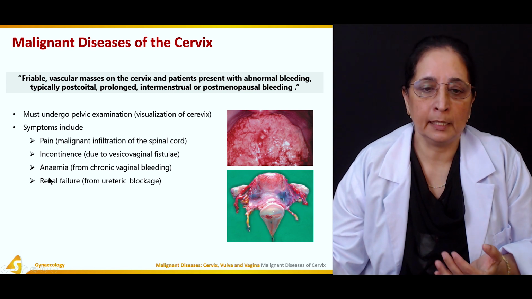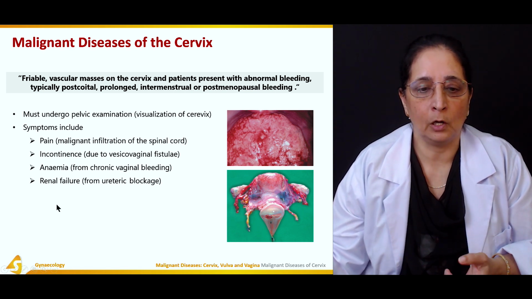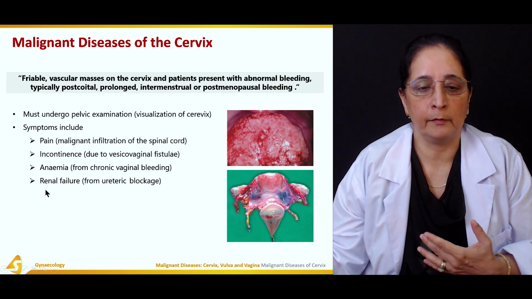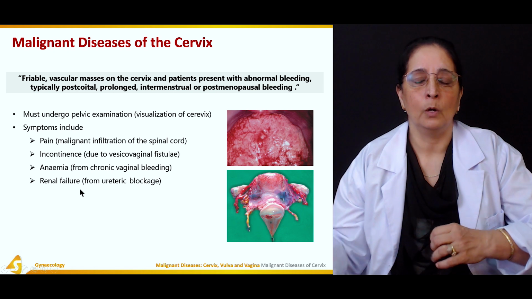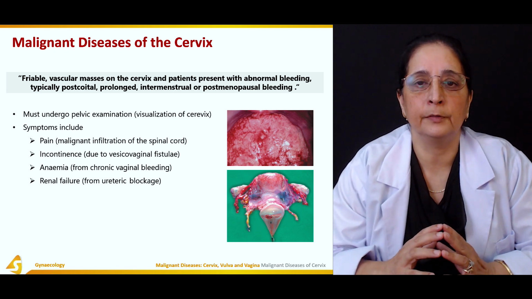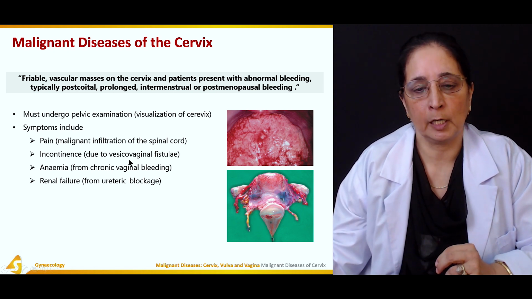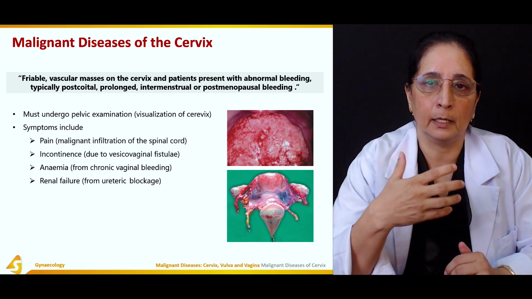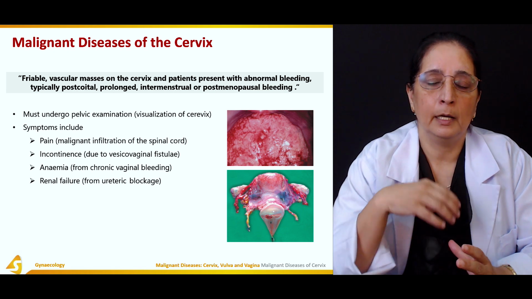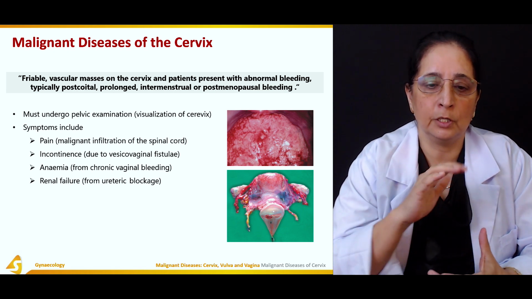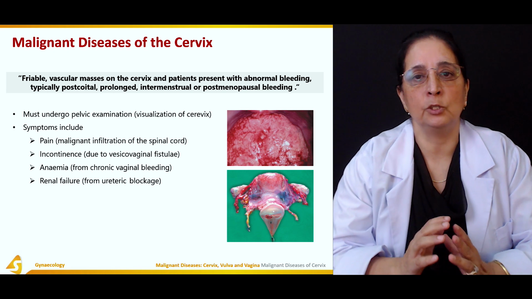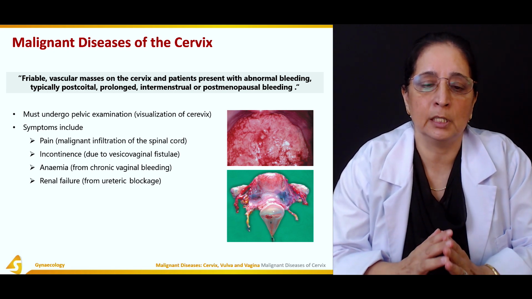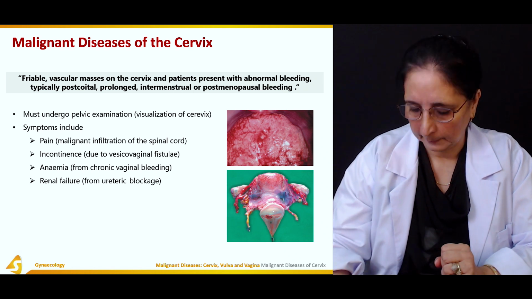The patient will be anemic due to bleeding or blood loss, or have renal failure. How do the kidneys fail? Due to blockage of the ureter, ureteric blockage. Due to the growth of the cancer, there is pressure on the ureter, or it may invade into the ureter also. That causes obstruction of the ureter and leads to renal failure.